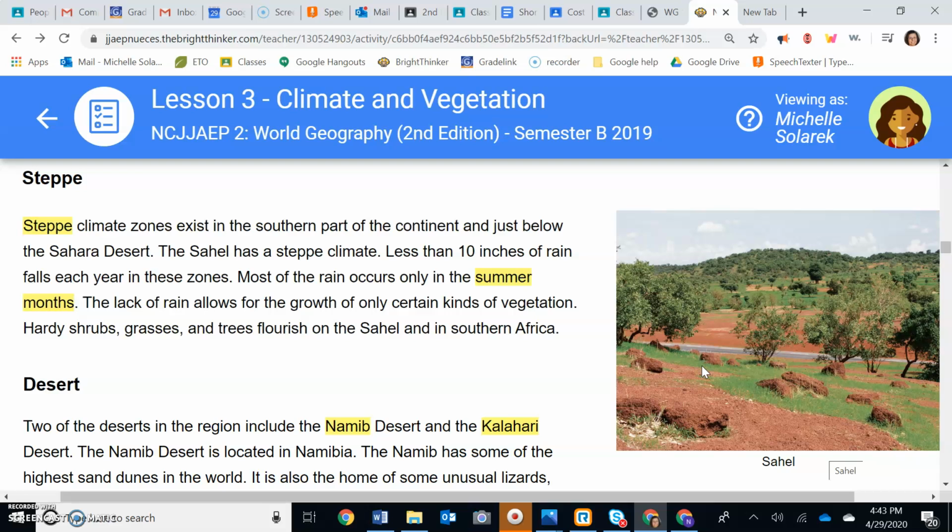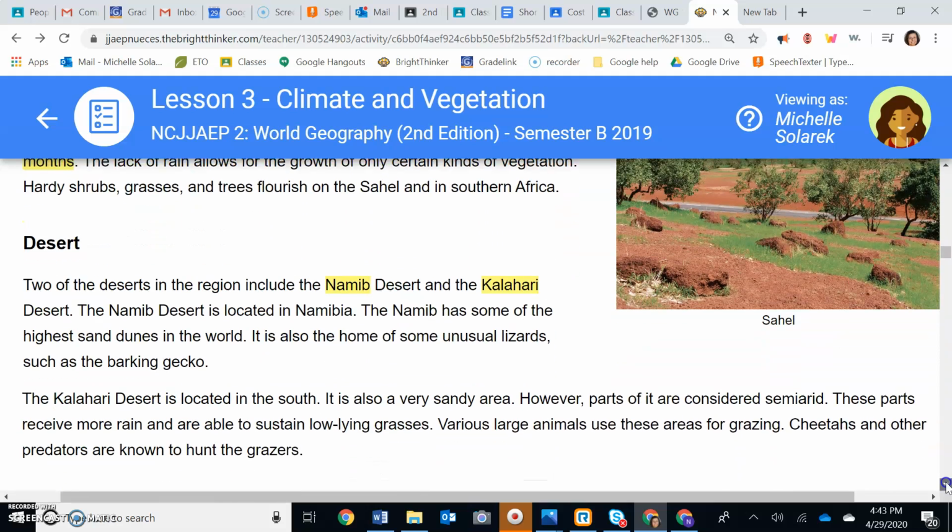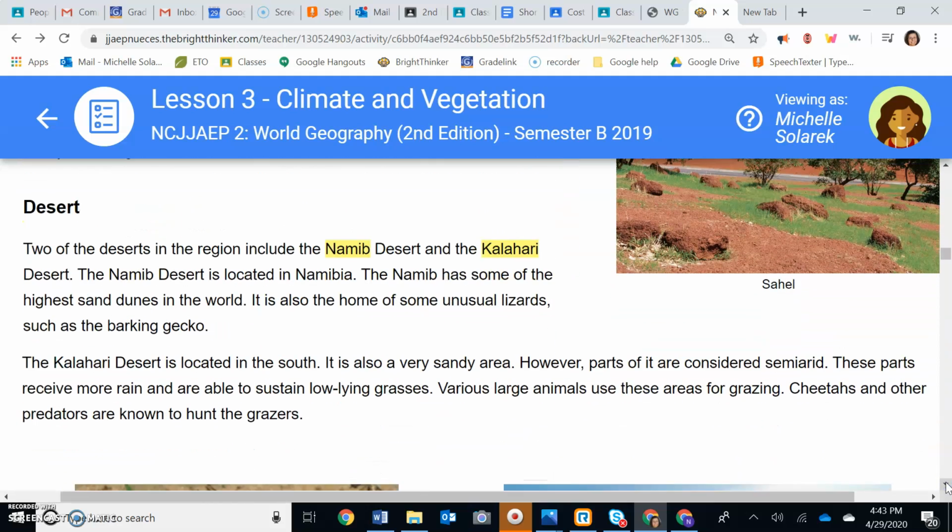Most of the rain that occurs in this climate zone comes in which months? Number 7, what months does it rain here? Summer. Okay, you're doing great because we are almost done. We have like 3 more answers. So moving on, next we look at the desert.